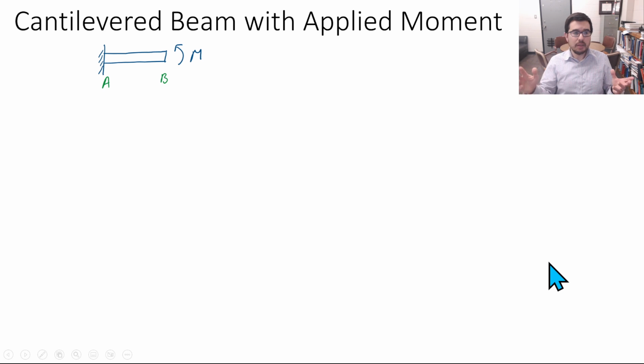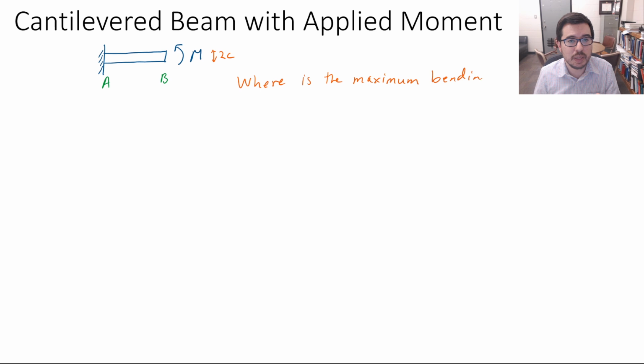Now, let's look at a cantilevered beam with an applied moment, and this is just emphasizing the same point again. If we had a moment being applied at the end, and this beam has a height of 2c, we might ask ourselves, where is the maximum bending strain? Here, what we're saying is that the bending moment is constant throughout.